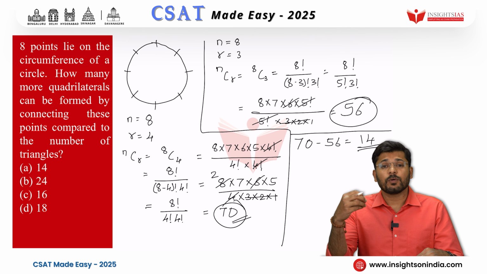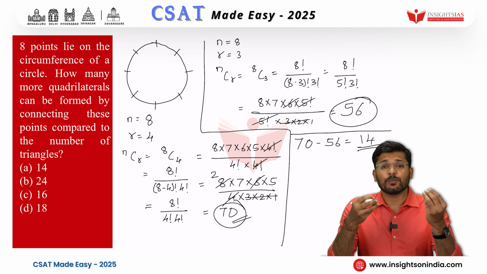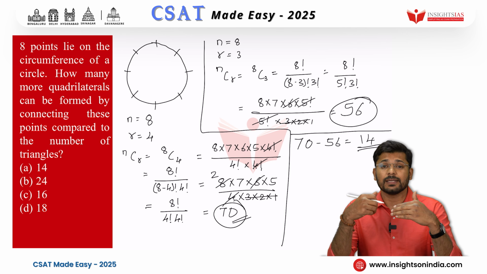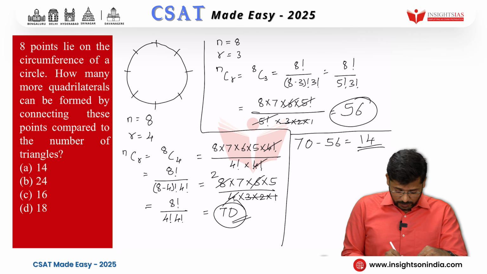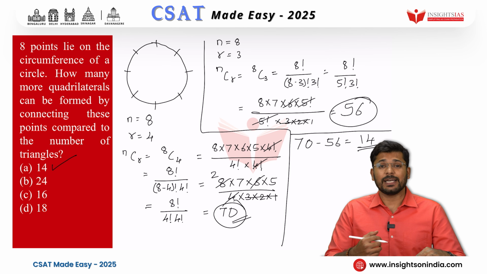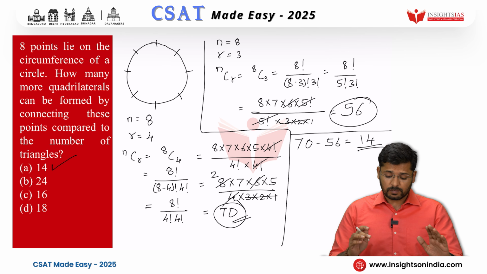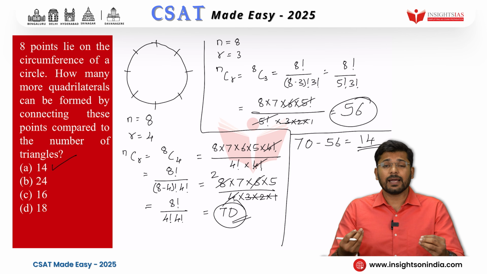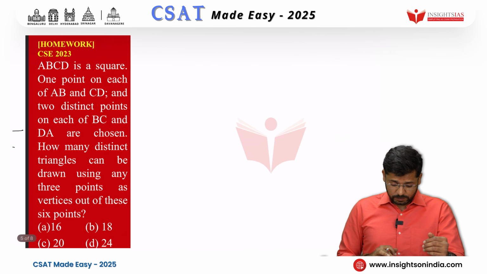So the number of quadrilaterals that you can form using 8 points is 14 more than the number of triangles that you can form using the same number of points. So the answer would be 14. Okay, this was recently asked in a state PSC examination. Now I think you got a very good idea of combination and how to solve the problems on combination using the formula. Let's go to your homework question now.